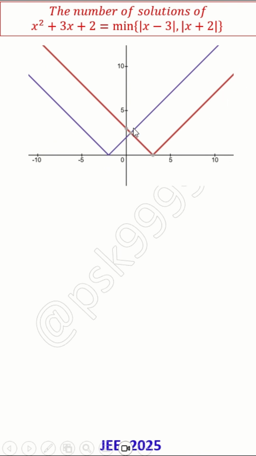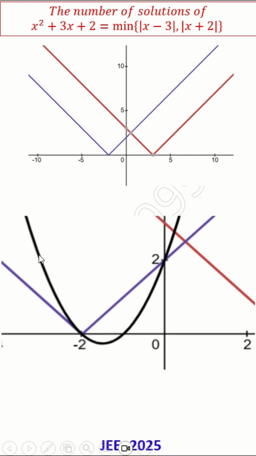This is my minimum. Now we know that the LHS, x² + 3x + 2, is a parabola, and −b/2a is −3/2. So somewhere here you will have the minimum of the parabola, and you draw a parabola like this. You can also see that at 2 it will intersect the y-axis. With all this you will get your parabola like this on top of this one.